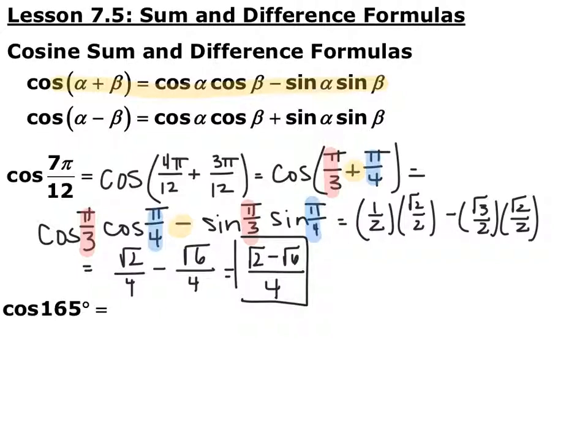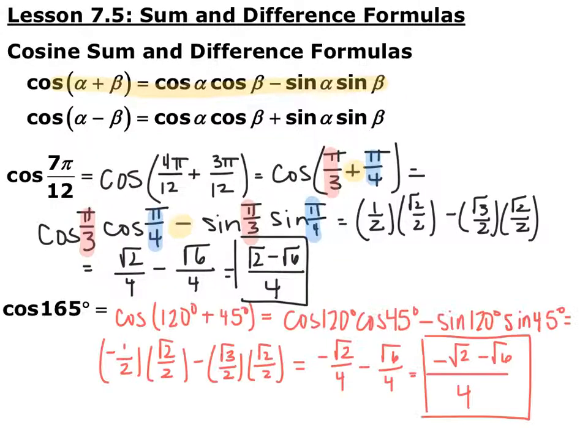Now try the second one, cosine of 165 degrees. Find two angles that you know from the unit circle that you can either add or subtract to get 165, and then apply the cosine sum or difference formula. Sometimes there's more than one way to split these up. I saw 165 as 120 plus 45. Since it's a sum cosine formula, it's going to be the same trig function, opposite sign. So cosine 120 degrees times cosine 45 degrees minus the sine of 120 degrees times the sine of 45 degrees.